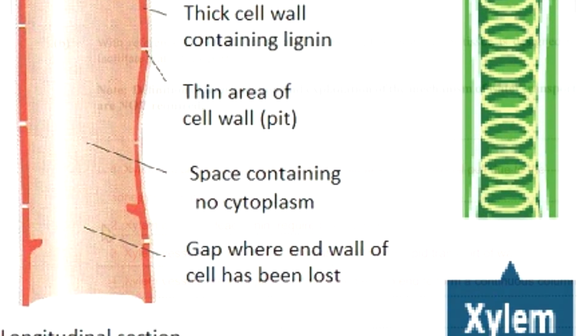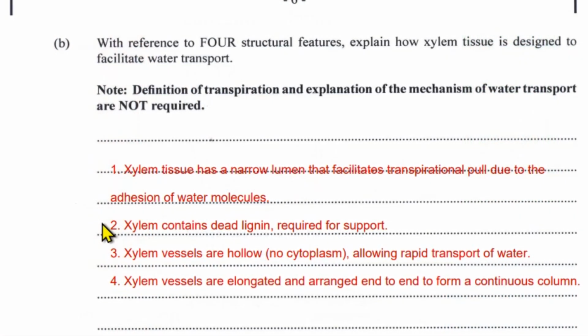2, the xylem is not alive. It actually contains rings of dead lignin, as required for support. Lignin is quite rigid, so it helps the xylem stay upright while all this water passes through it. 3, the xylem vessels are hollow, which means that there is no cytoplasm in them, as they are not alive, and that allows rapid transport of water.